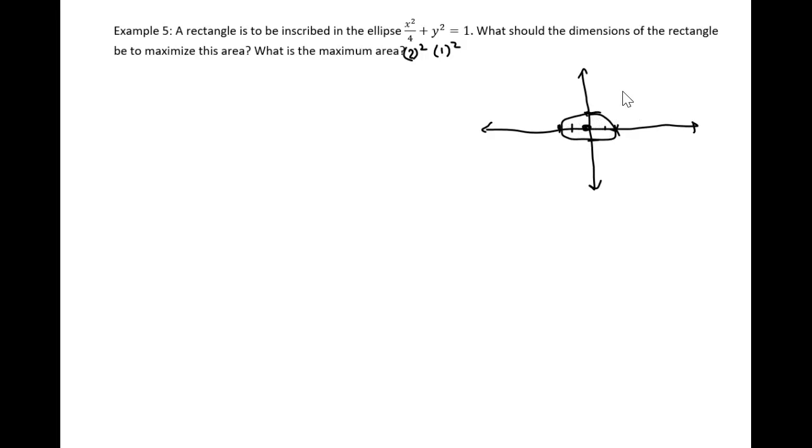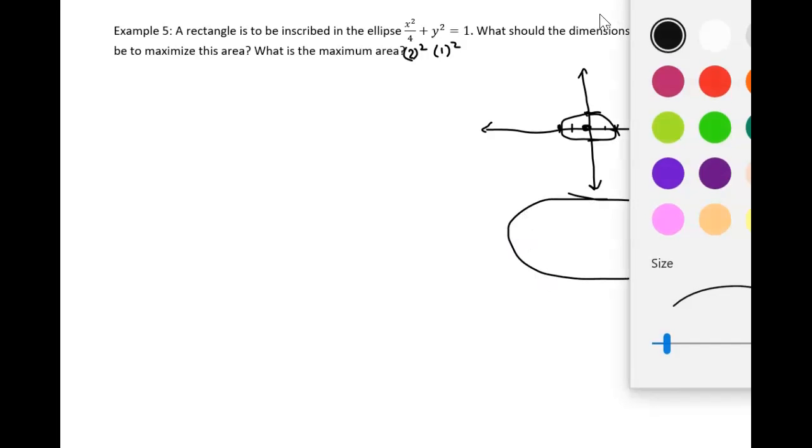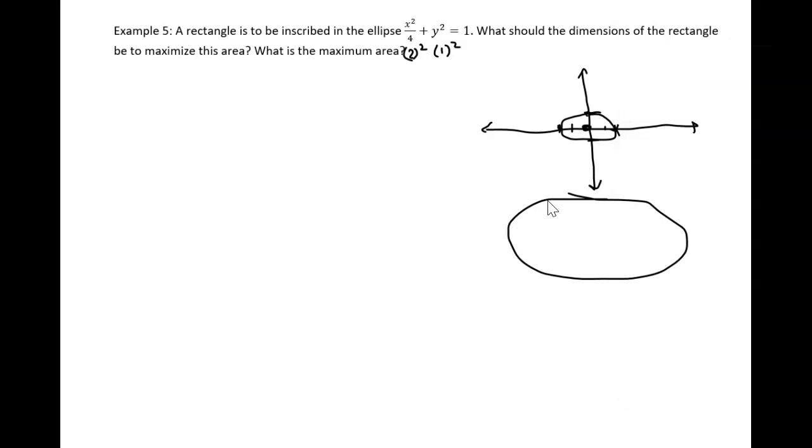So I might blow this up a little bit. And so this is the ellipse described by this equation. So let's blow it up a little bit. And then we need to imagine inscribing a rectangle inside. So here's a rectangle. And the question is, what should the dimensions of the rectangle be to maximize the area of it?